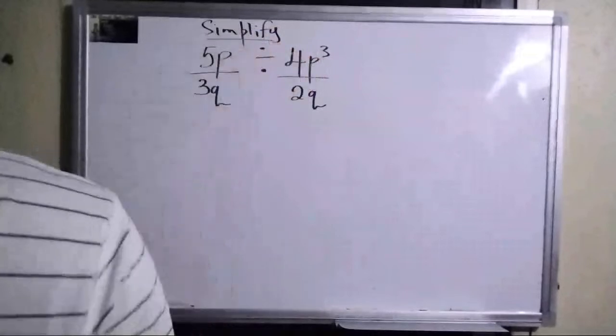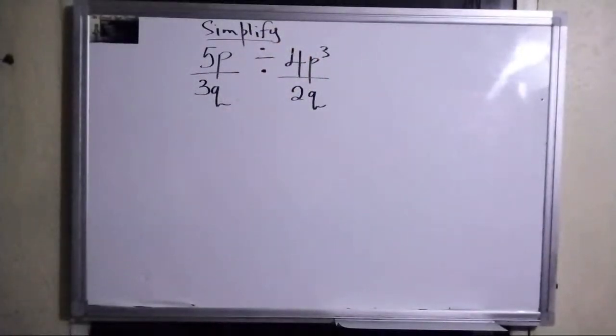So there are so many questions they can ask you. This is one of them, or they can set it up. Right? So 5p divided by 3q, divided by 4p cubed over 2q. Go ahead and do that one. Remember, I'm timing you guys. Let's go.